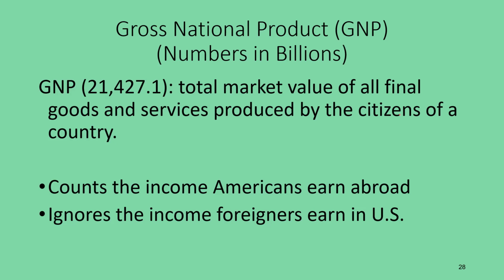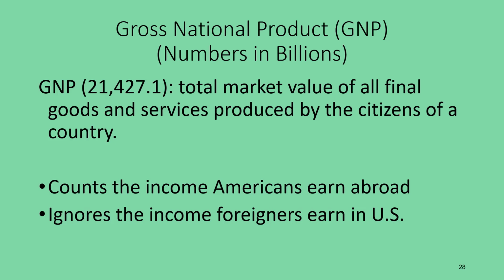If you are an American citizen that is working outside of the geographic borders of the United States, then your production will count towards U.S. GNP, but it will not count towards U.S. GDP. If you are a foreign citizen that is working and producing within the geographic borders of the United States, then again, your income will add to U.S. GDP, but it will not add to U.S. GNP, right?